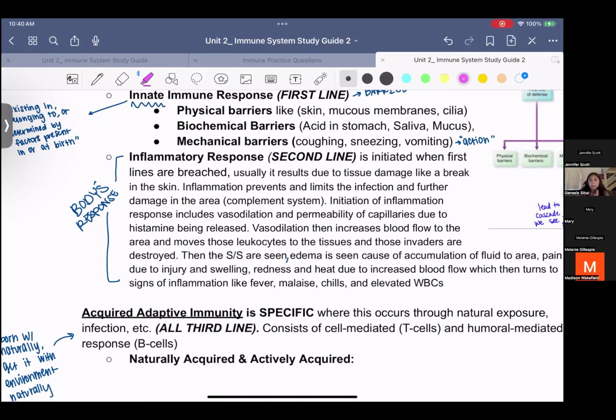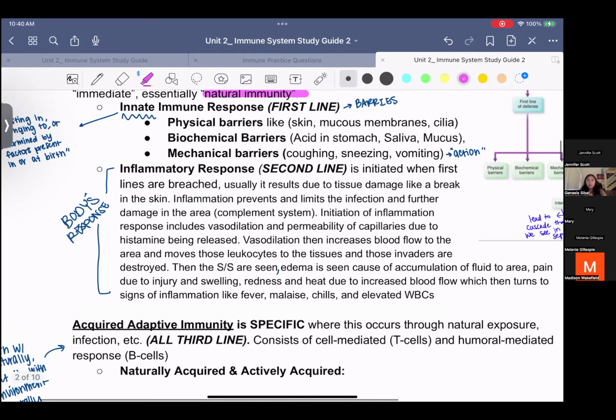And we're talking about the complement system, right? So the cascade of proteins that help bring macrophages to eat that. And additionally, they also help with that inflammatory response. So the initiation of the inflammation response includes vasodilation and permeability of capillaries due to histamine being released. So there is a difference between vasodilation and capillary permeability. When I was talking about the fluids, the reason I was bringing that up is because when we talk about third spacing, the permeability and vasodilation of an infection, it helps to know the difference between those fluids.